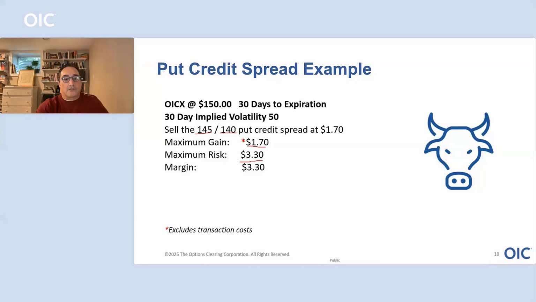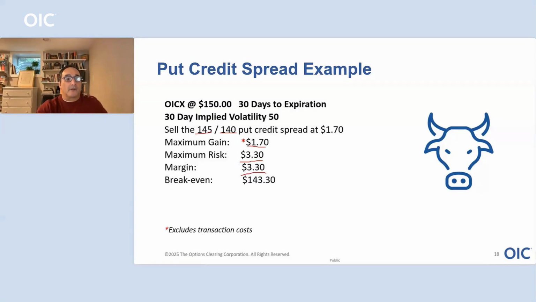Our margin is whatever our maximum loss is, in this case, $330. So if we put the spread on one time, we have to maintain $330 in our brokerage account to cover any potential losses should the stock make a big move lower and both options go in the money. If we put on 10 spreads, we would have to maintain $3,300 in our account to guard against any potential losses down the road.